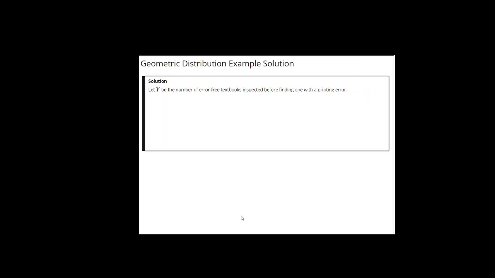If Y is the number of error-free textbooks we need to inspect before we find one with a printing error, then it's the number of failures before the first success. Y has a geometric distribution with parameter p, and here p is 0.2. We're asked for the probability that Y is greater than or equal to 9. The probability at least 10 textbooks are checked is the probability that at least 9 error-free textbooks are checked before the first one with errors. So Y is greater than or equal to 9.